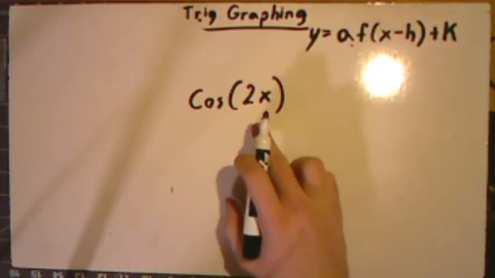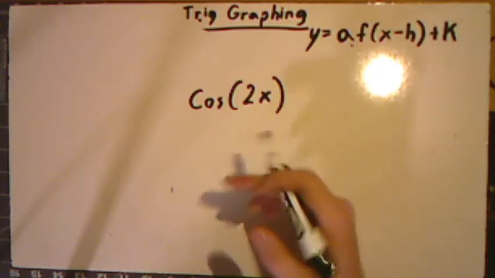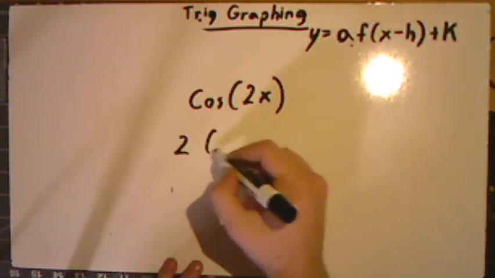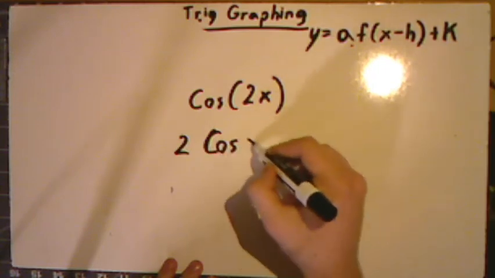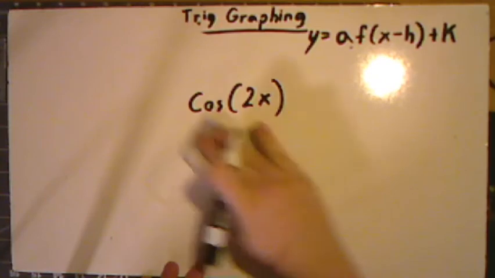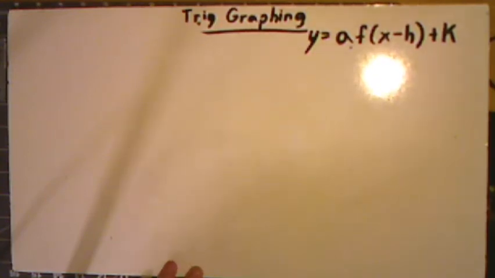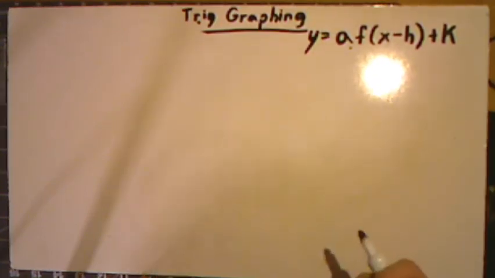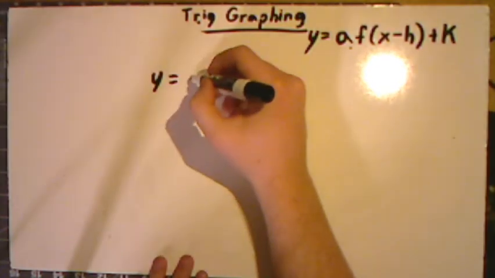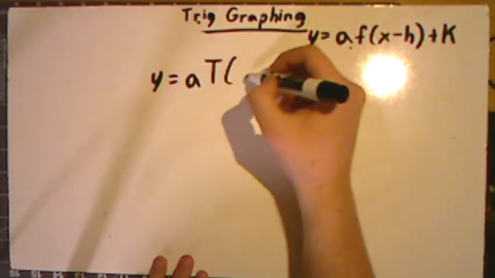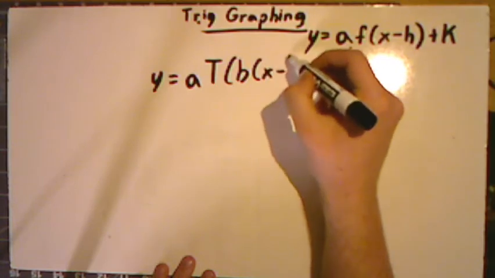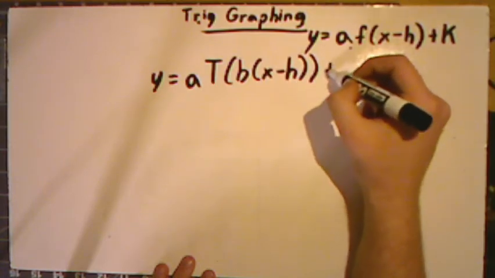You can't get that 2 out. There isn't some fancy way of saying, well, obviously, if you take the 2 out, the function is cosine of x times 2. You can't actually do that. So we need a way of incorporating that multiplier to the x, and we have the formula y is equal to a times t of b times x minus h plus k.